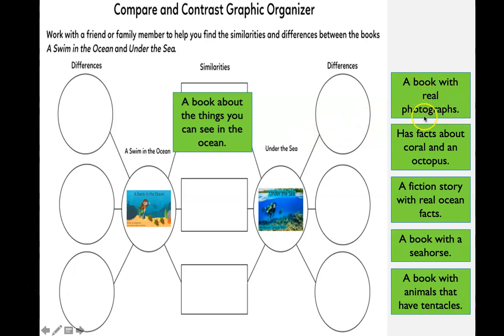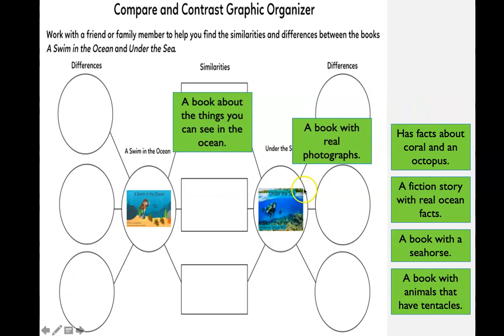A book with real photographs. Do they both have real photographs? Nope. There's only one with real photographs, Under the Sea. So that's something that's different. This one had cartoony pictures. Somebody drew them or a computer did.